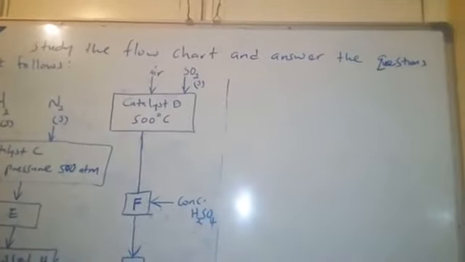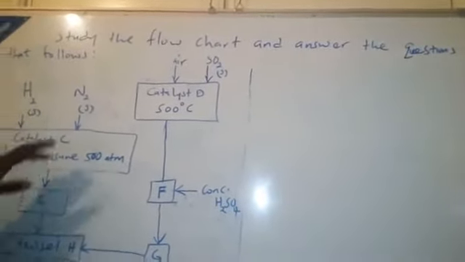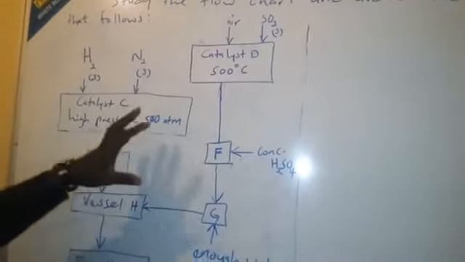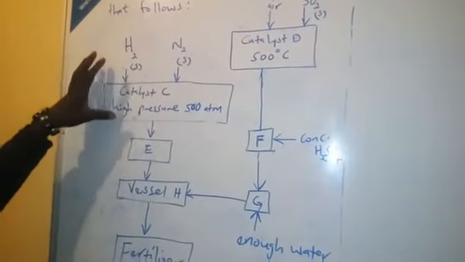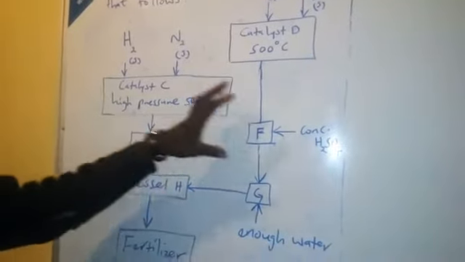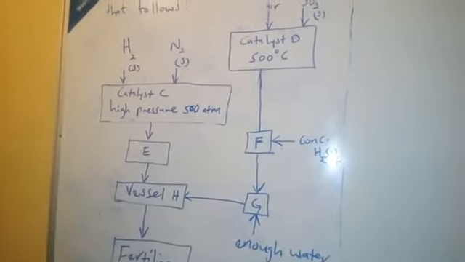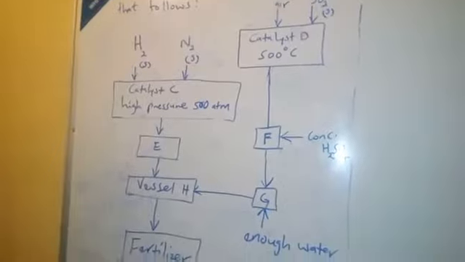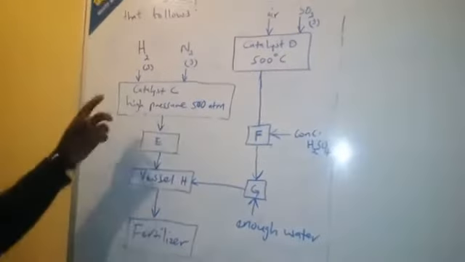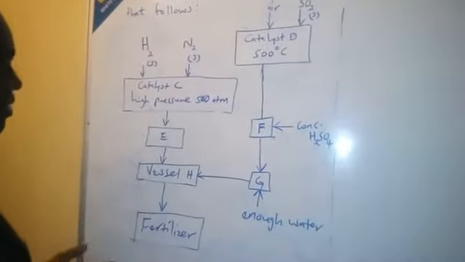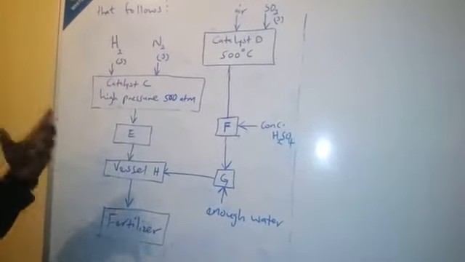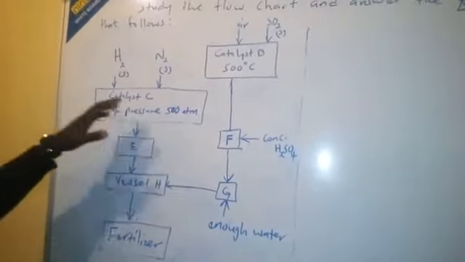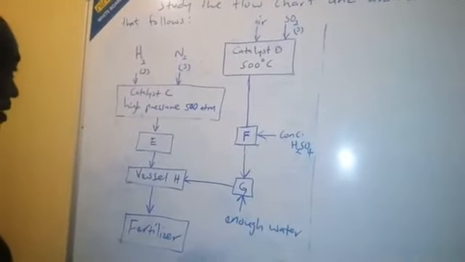Study the flowchart and answer the questions that follow. I have two processes here, as you can see from the diagram. On my left, I have a process with chambers, and on my right, I have a process with chambers. I'll let you know in a short while what these are. Before you ask any question on a flowchart, a student is required first to understand what is happening in the flowchart with the help of these arrows that are indicated here.